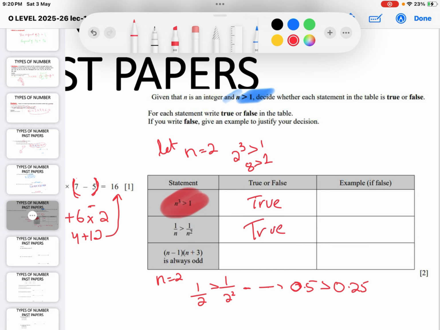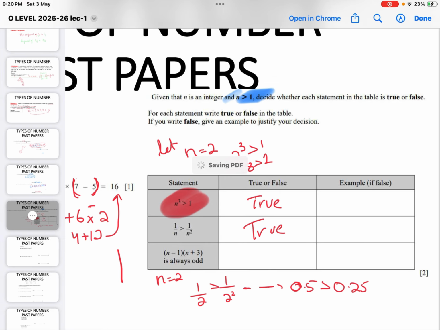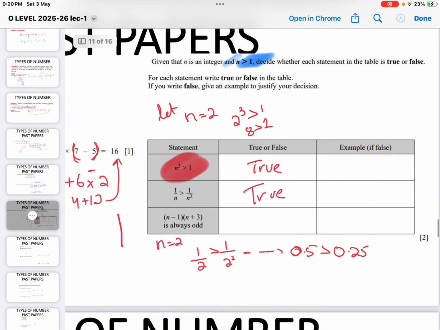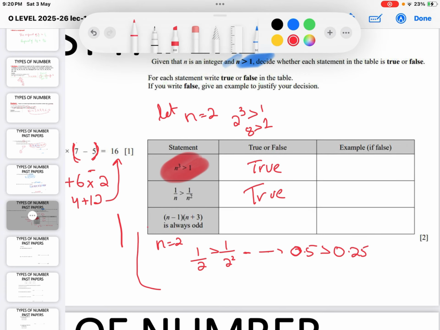Now we have the last one, n minus 1 times n plus 3 is always odd. They say that it's always odd, so we need to check whether it's correct or not. First I will consider n is equal to 2, so 2 minus 1 and 2 plus 3. 2 minus 1 will be 1, multiplied by 2 plus 3 will be 5. So if I take n is equal to 2, it is giving us 5, that is odd, so it's correct, but we need to check one more value.